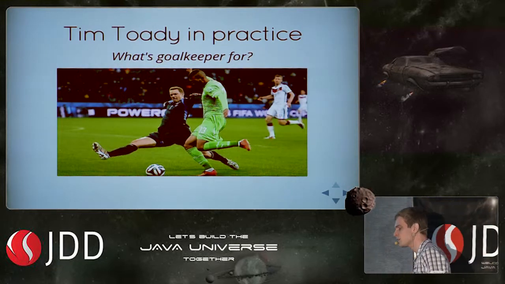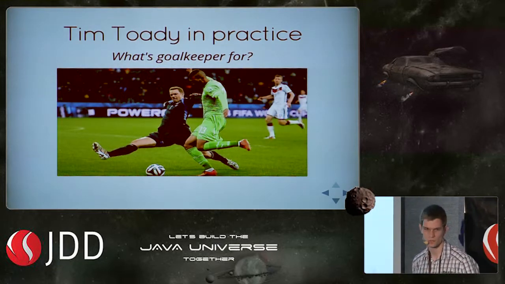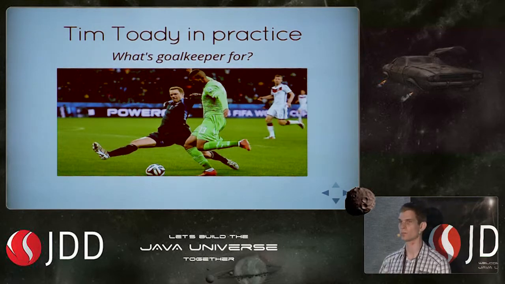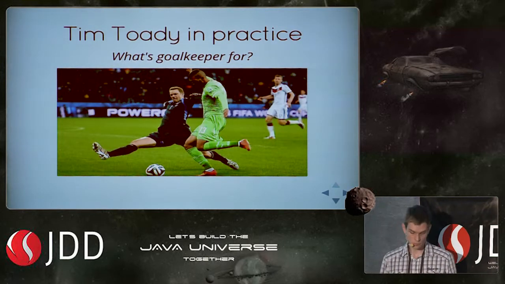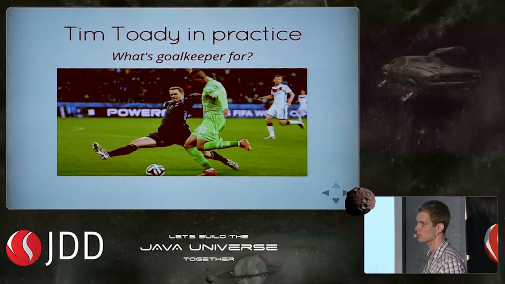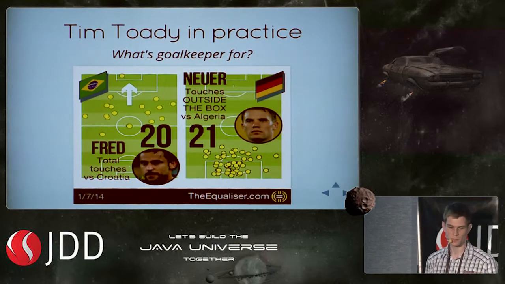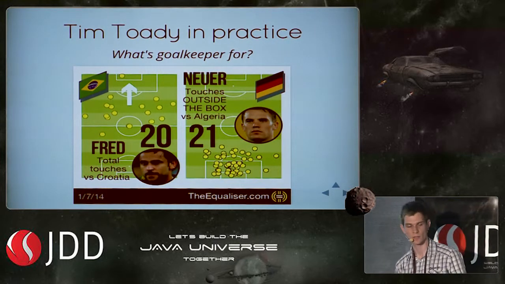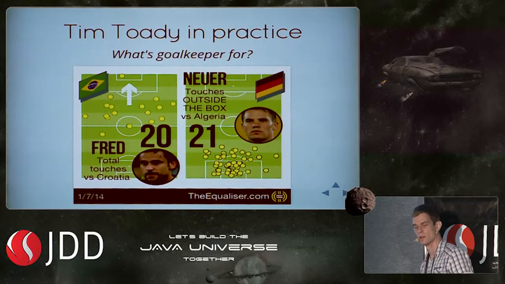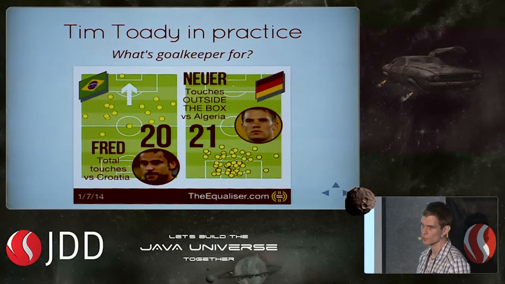You might wonder, yeah, but it's an exception. I mean, how does it relate, for example, to an attacker who does the job in the opposite way? So, for example, let's take Fred, the attacker in the Brazil team versus Croatia. Actually, he had fewer touches outside of the box than Neuer had in this match against Algeria. So it wasn't actually an exception.